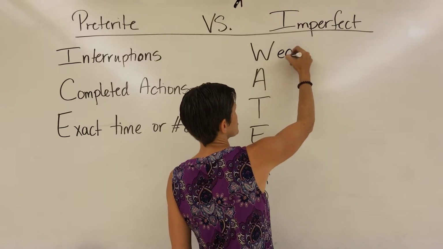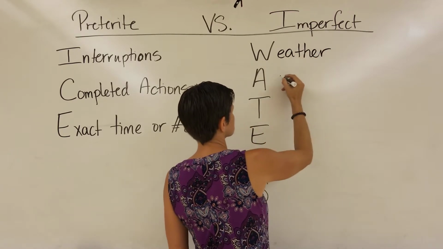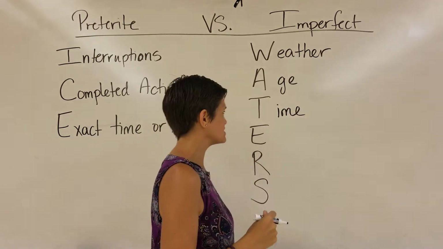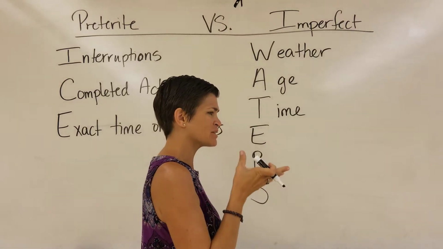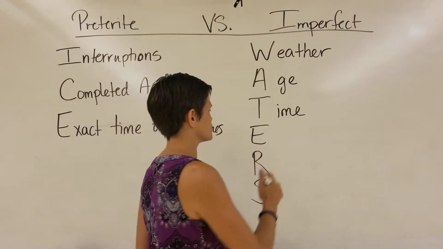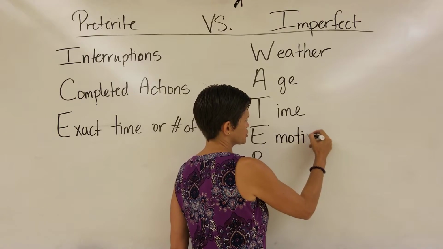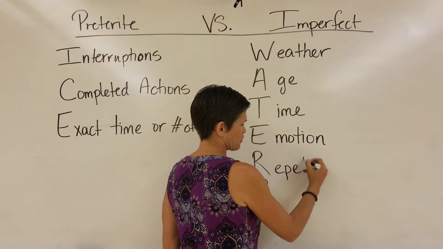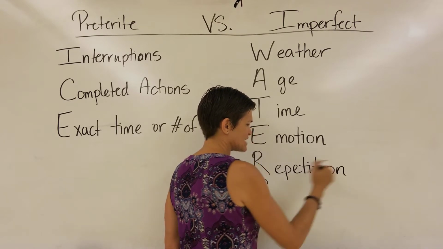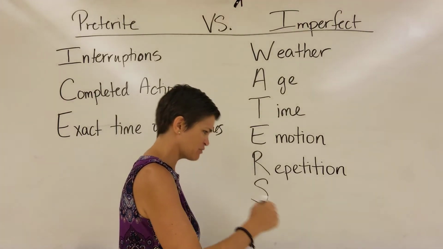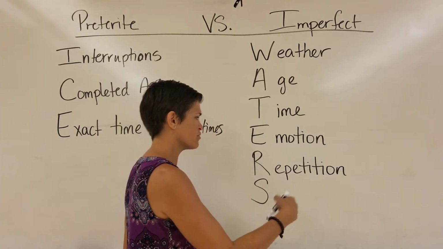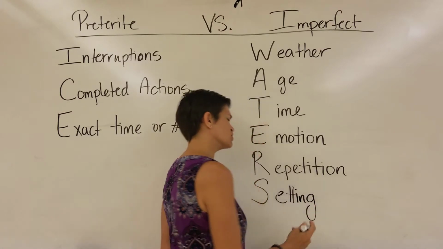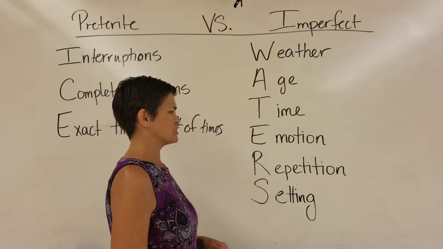So this includes weather, somebody's age, what time it was, because even though it's a specific moment, it's not actually an action. You're just saying what the situation was. Emotion, which is not an action, it's just a feeling. Repetition, so this happened all the time. I went there every day. We visit him each week. That's over and over and over again, this water. And then the setting, to say what things looked like, what the situation was.